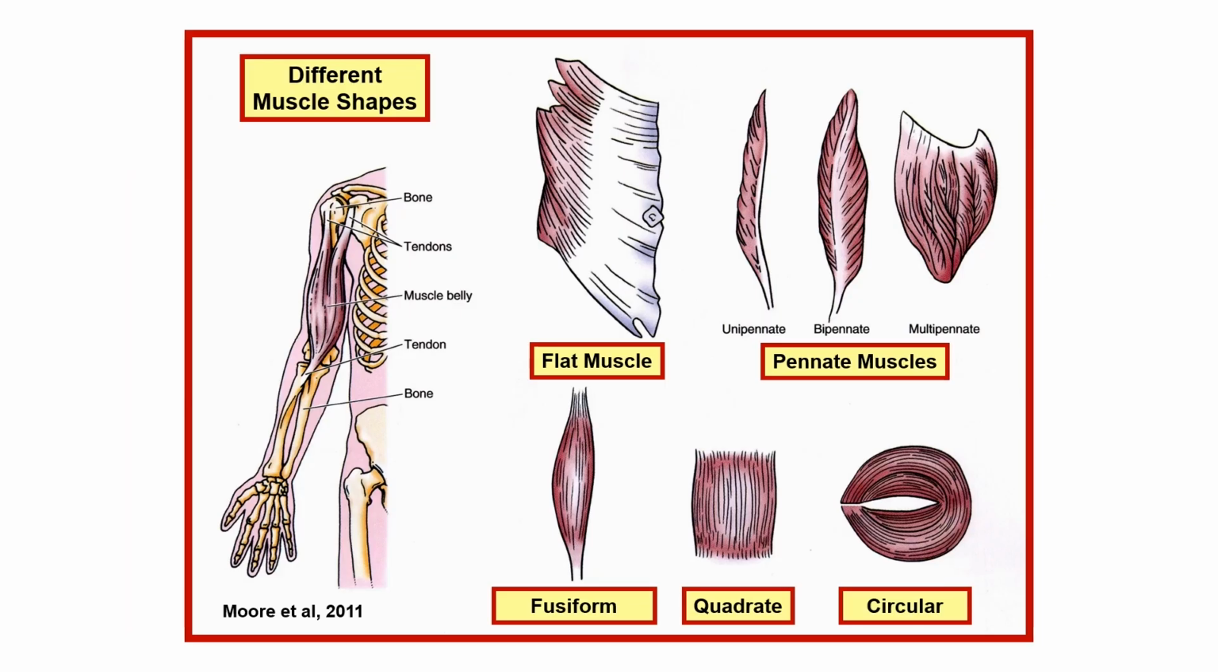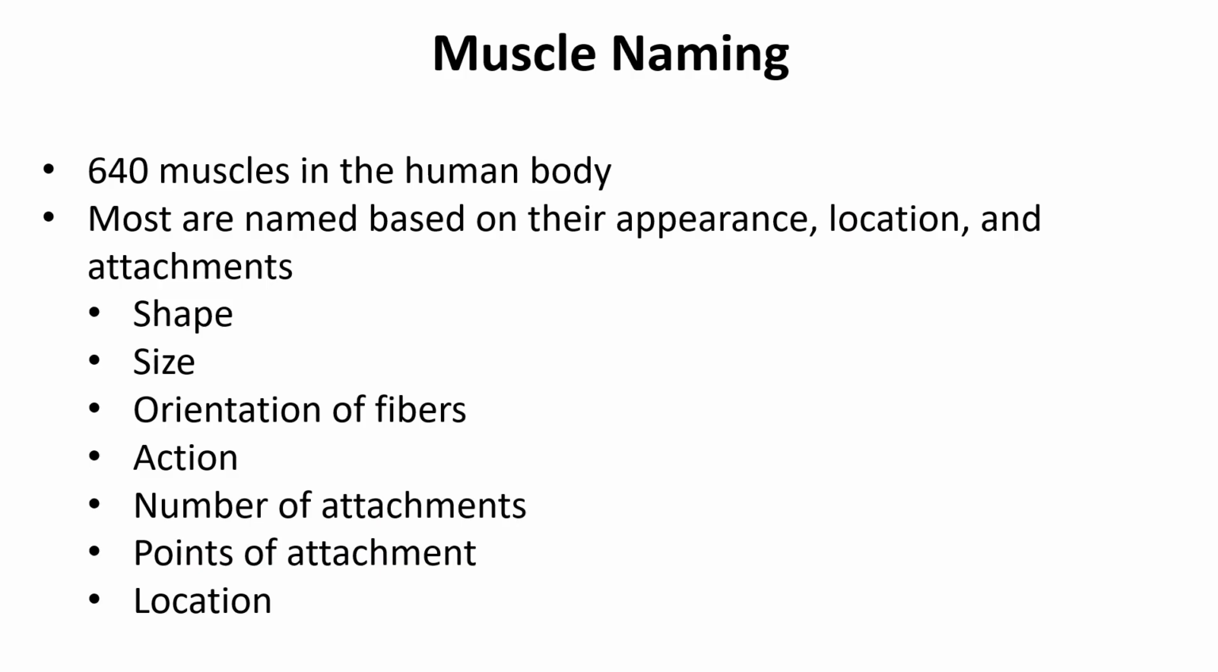Different muscle shapes. We have flat, pennate, fusiform, quadrate, and circular muscle shapes. The human body has 640 muscles. Most are named based on their appearance, location, and attachment. We will see examples of muscles named by their shape, size, orientation of fibers, actions, number of attachment points, and location.